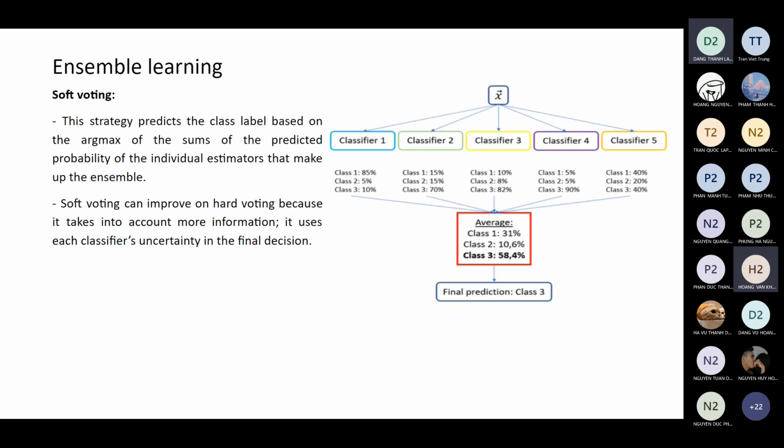The soft voting predicts the class label based on the argmax of the sums of the predicted probability of each model. And we believe that the soft voting, aka average voting, can improve on hard voting because it takes into account more information. It has presentation on 3 labels. Next slide, please.